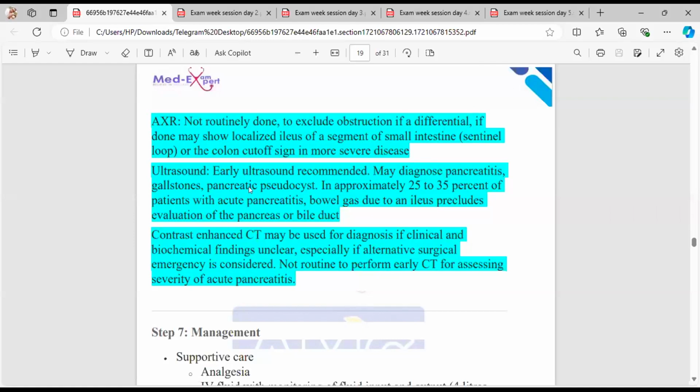We do ultrasound. Early ultrasound is recommended. It may diagnose pancreatitis and these things in approximately 25 to 35% of patients with acute pancreatitis. Bowel gas due to ileus precludes evaluation of the pancreas or bile duct.